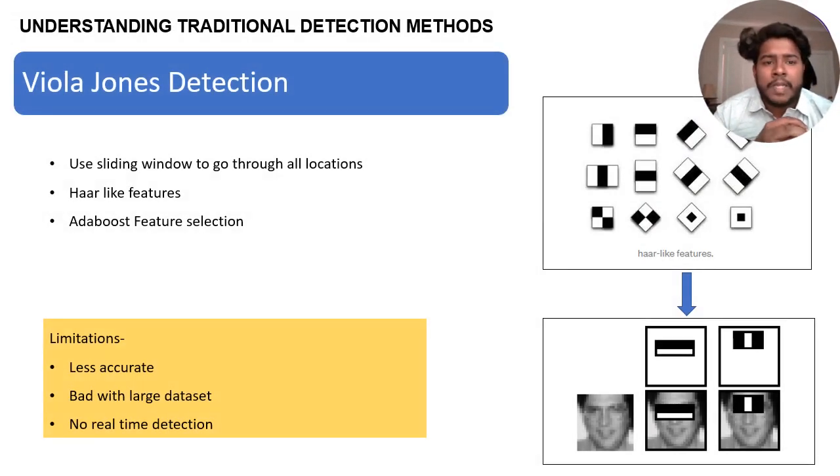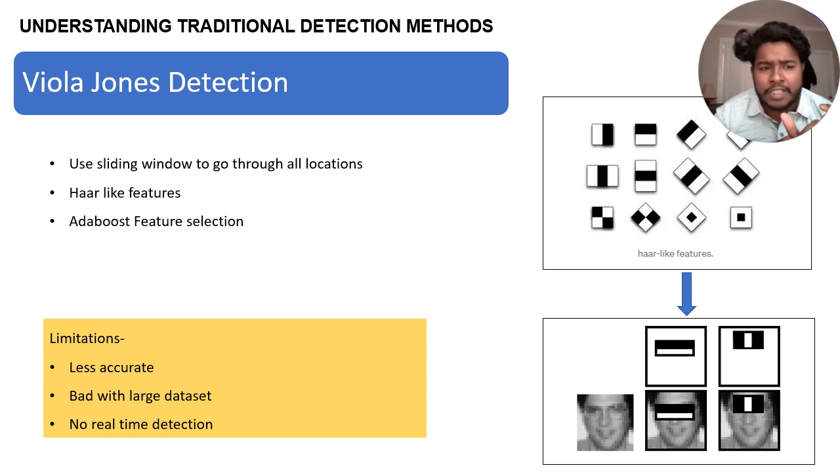The first method is a traditional detection method. That is a very famous method, Viola-Jones detection. This method was introduced by Viola and Jones in 2001. This method has three main features. It uses a sliding window to go through all the locations. Also, this method has Haar-like features. These Haar-like features are basically black and white patterns which try to detect the features in your face. This method was developed to detect faces in an image.